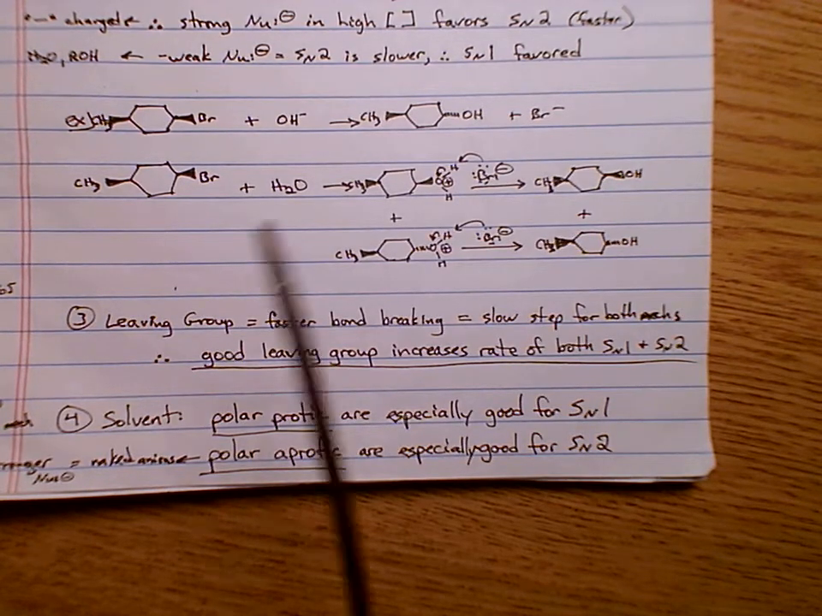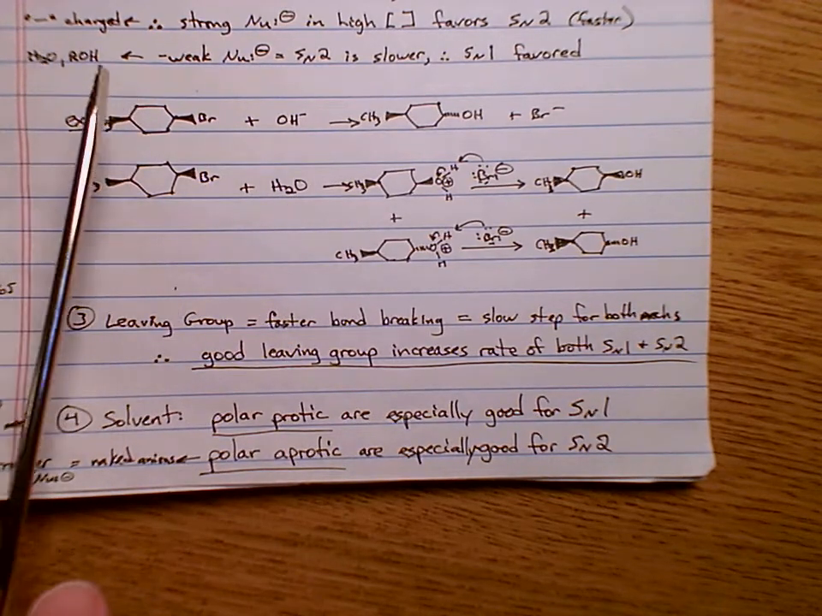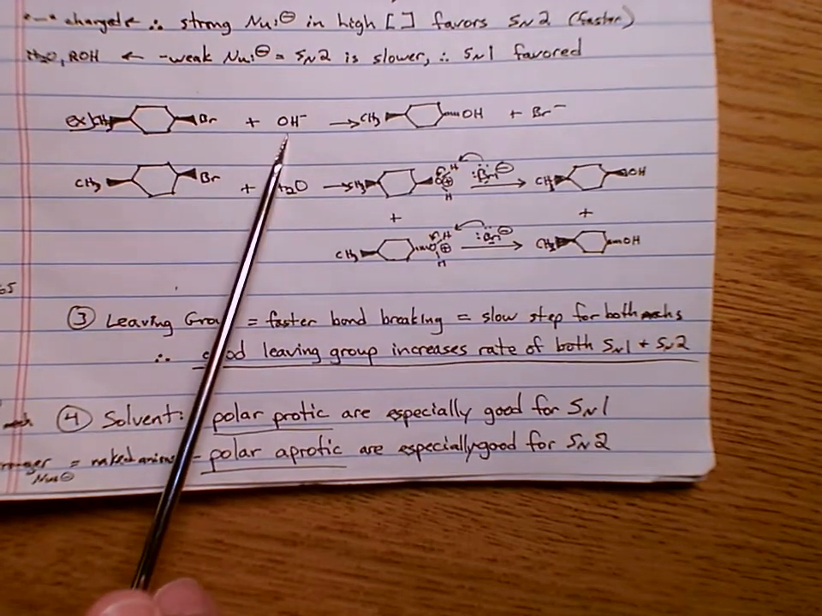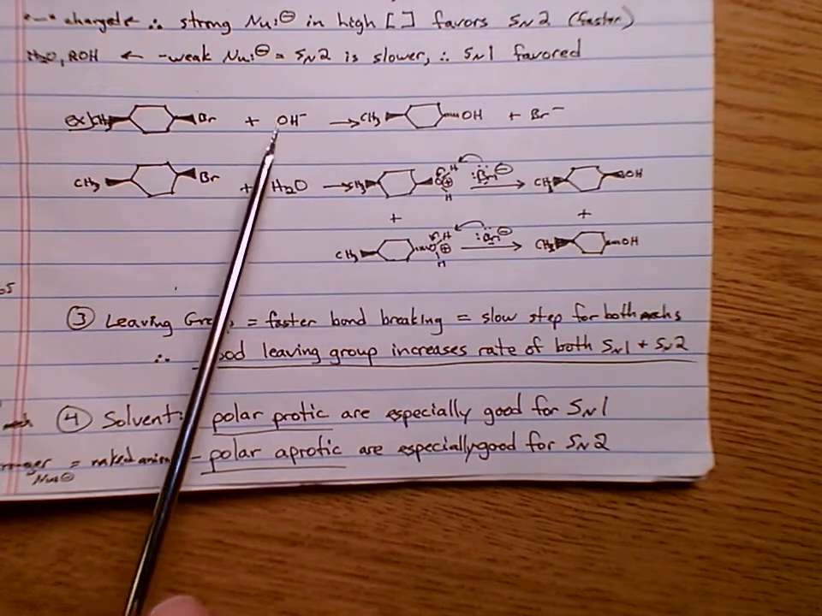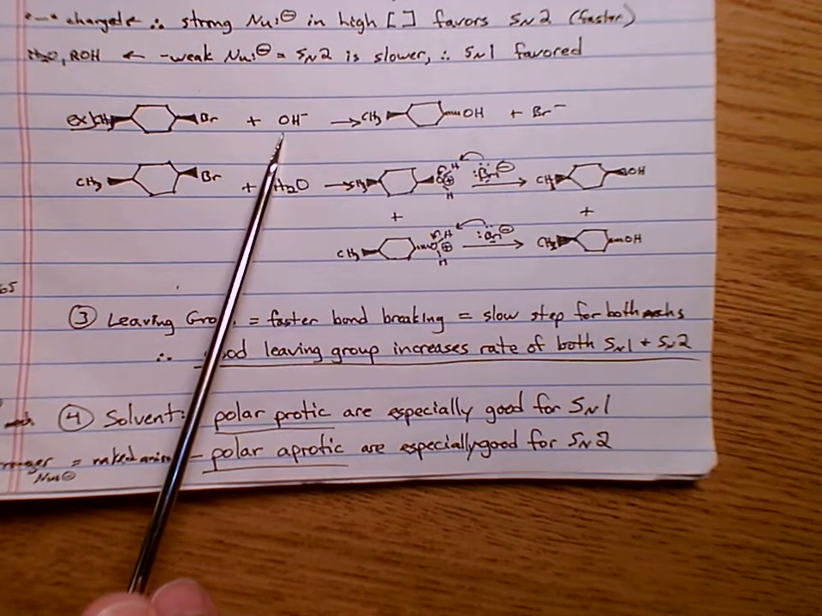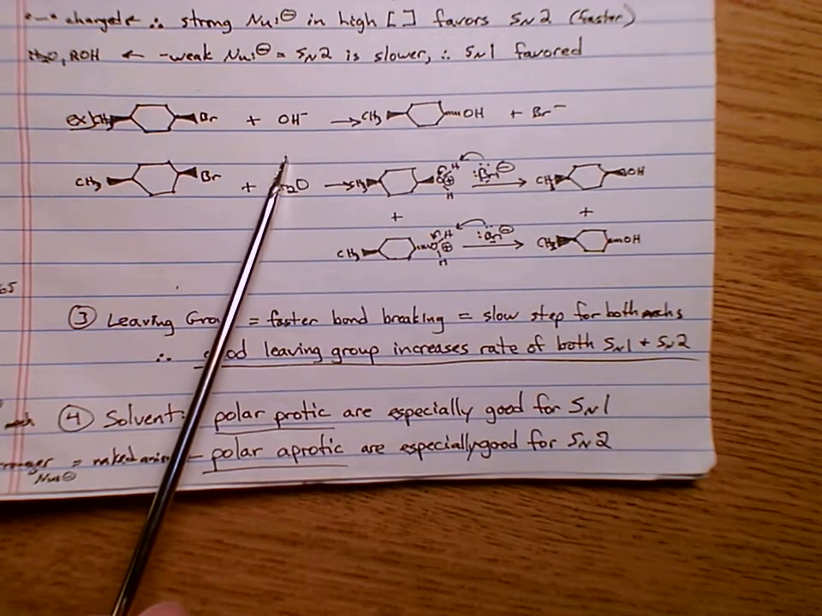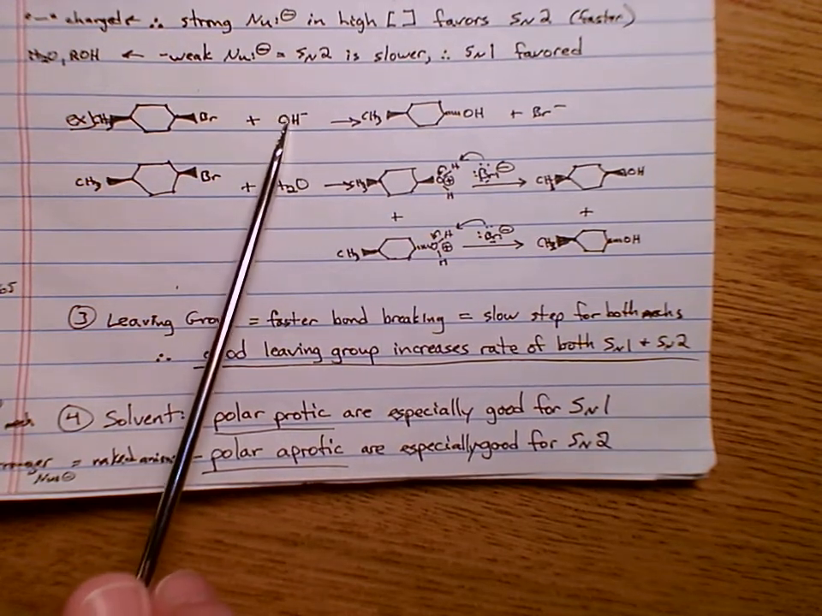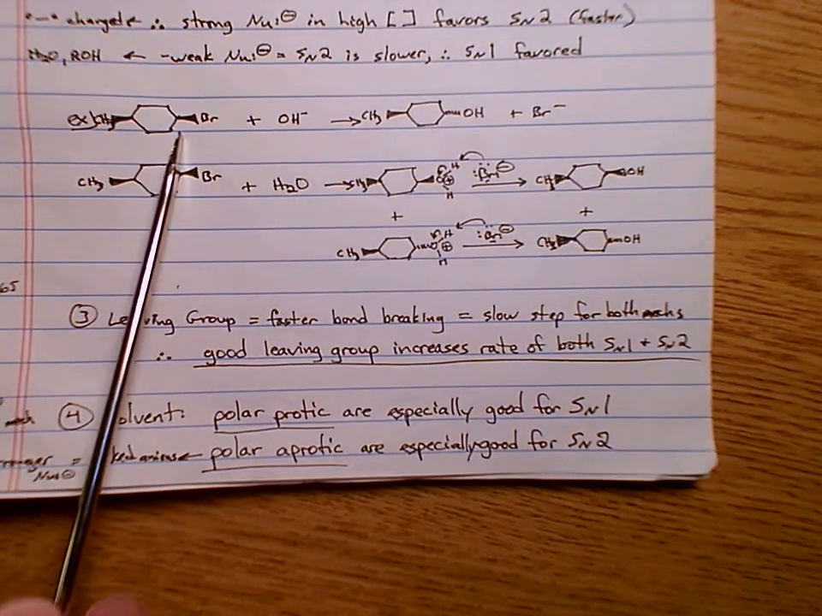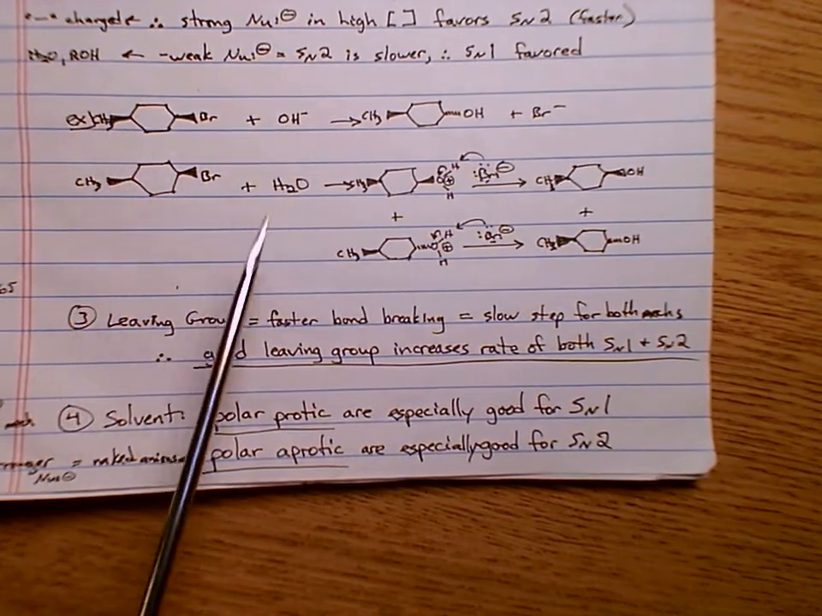That being the case, if you were running this reaction right here and you had this secondary alkyl halide and a strong base like hydroxide, this reaction will go SN2 no matter what. If you had water in there as the solvent, it wouldn't matter, because whenever you have a strong nucleophile and a weak nucleophile together, it is the strong nucleophile that will determine the mechanism. So we have a secondary alkyl halide, OH minus, this will go SN2 no matter what solvent.